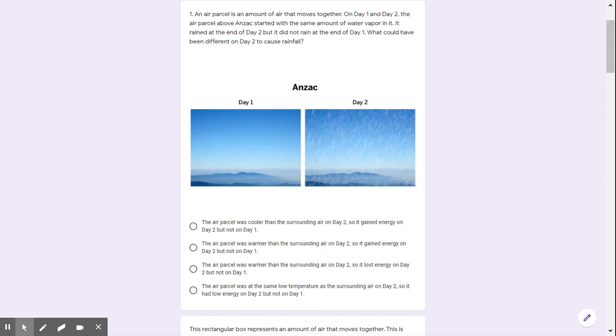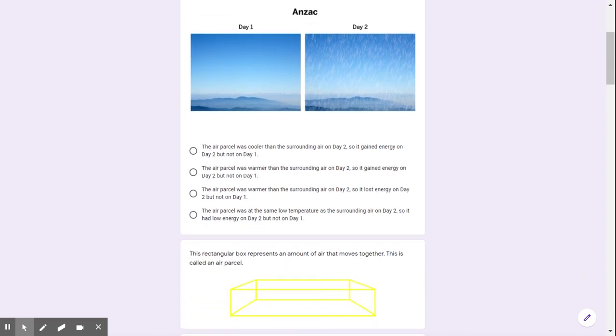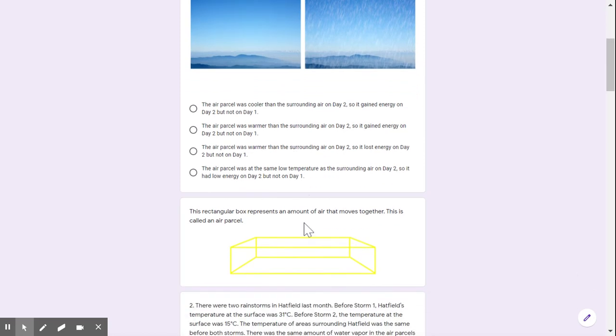A. The air parcel was cooler than the surrounding air on day 2, so it gained energy on day 2 but not day 1. B. The air parcel was warmer than the surrounding air on day 2, so it gained energy on day 2 but not day 1. C. The air parcel was warmer than the surrounding air on day 2, so it lost energy on day 2 but not day 1. D. The air parcel was at the same low temperature as the surrounding air on day 2, so it had low energy on day 2 but not on day 1.